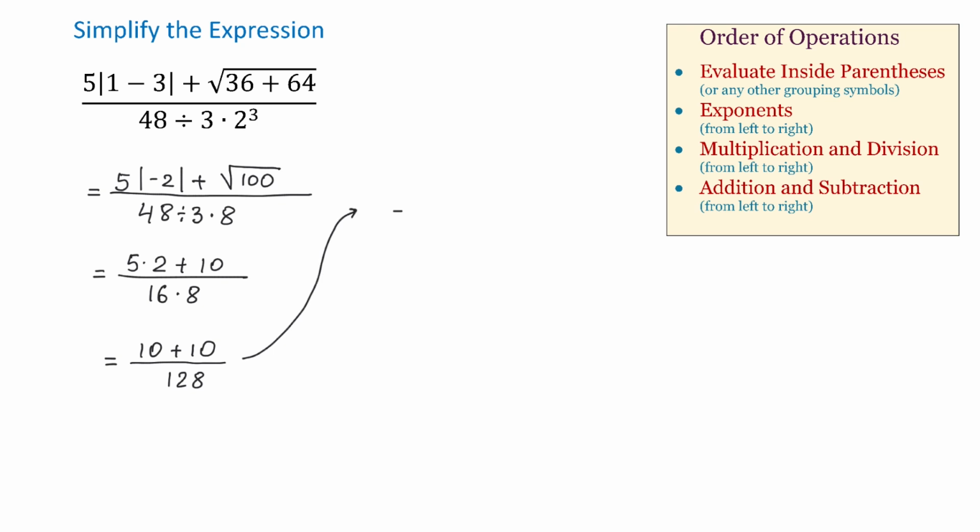Then in the numerator 10 plus 10 is 20, and now we have 20 over 128. And now to simplify this fraction, we need to divide both the numerator and the denominator by the greatest common factor, which is 4. So again, we will divide 20 by 4 and 128 by 4. Then 20 divided by 4 is 5, and 128 divided by 4 is 32. And now the expression is simplified.